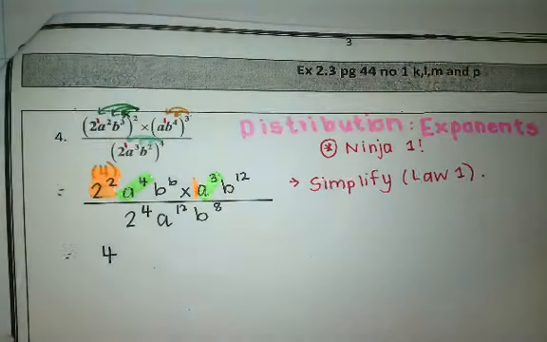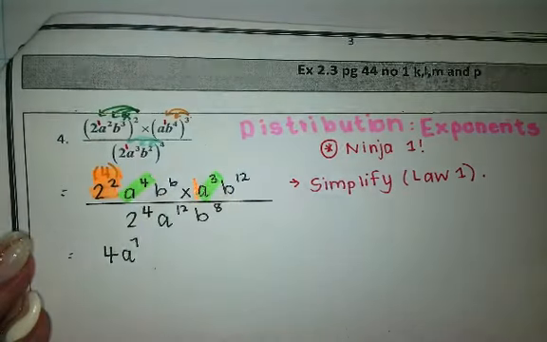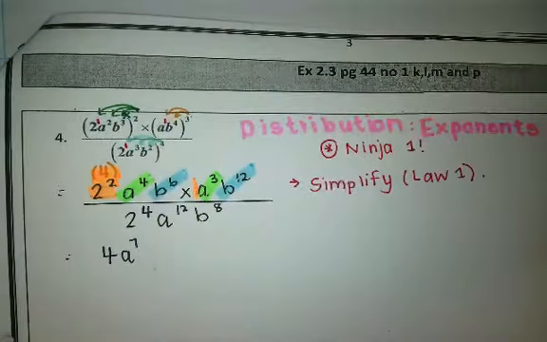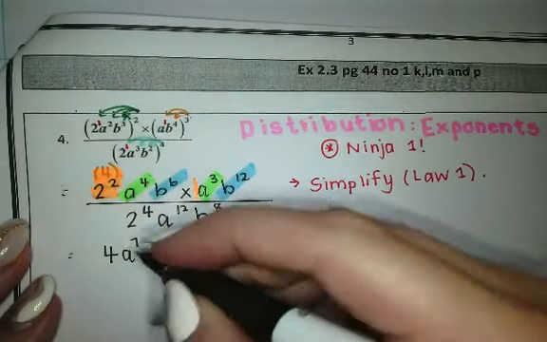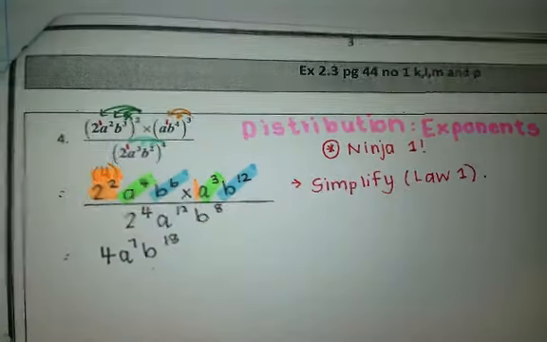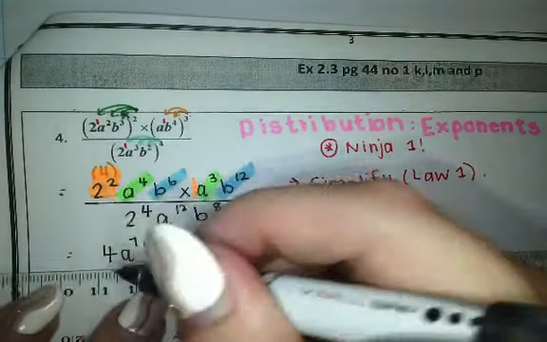Okay, a to the power of 4 times a to the power of 3 is a to the power of 7. B to the power of 6 times b to the power of 12 is b to the power of 18. Okay, you guys okay?